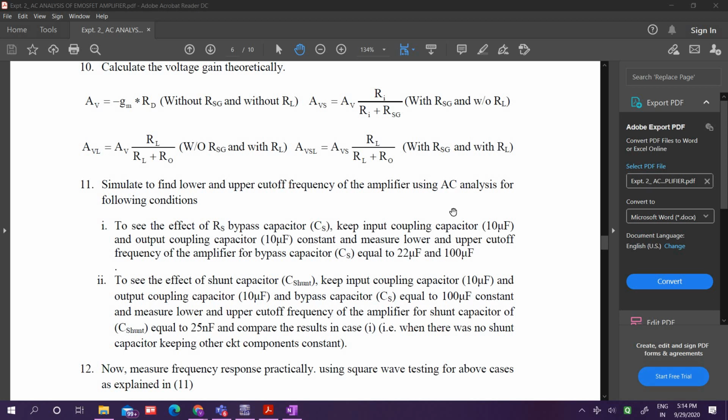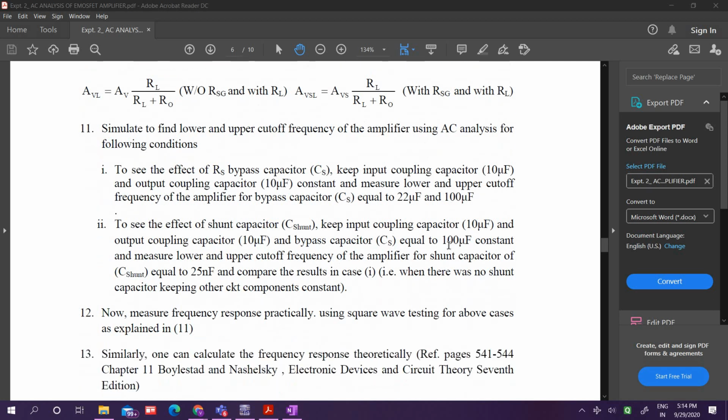In that we have to change the value of the capacitors, the bypass capacitor and shunt capacitors. Again we try to verify and cross-check what will be the effect of these two capacitors on the gain and on the bandwidth. So now we'll directly move towards the circuit implementation.